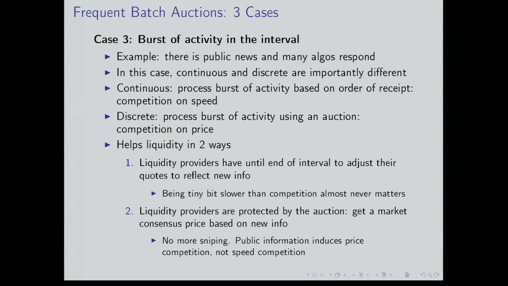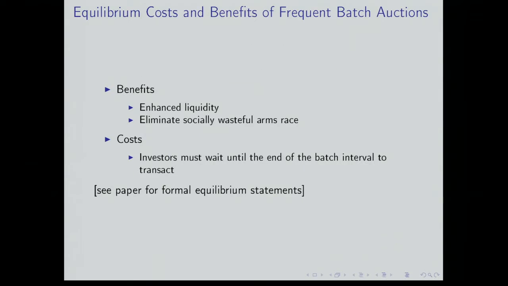And second, liquidity provision is protected by the auction, because if I don't change my quotes and Thomas tries to buy from me and Kostas tries to buy from me and so does the whole rest of the room, you have incentive to bid more than my ask price to win the trade in the auction. So if you work through the equilibrium analysis, and this is all done in detail in the paper, of course, frequent batch auctions enhance liquidity. They stop sniping, they stop a socially wasteful arms race. The cost is that investors have to wait a non-zero amount of time to transact, and people can disagree on whether that's a big cost or a little cost.